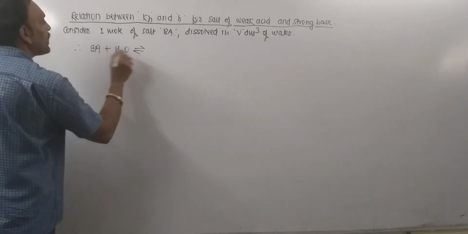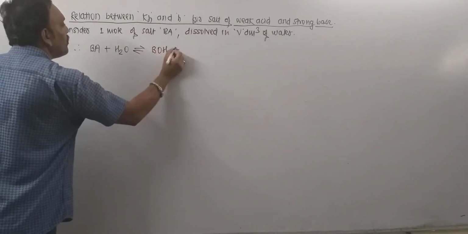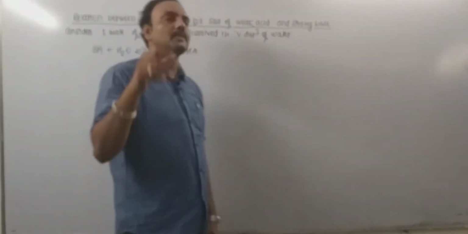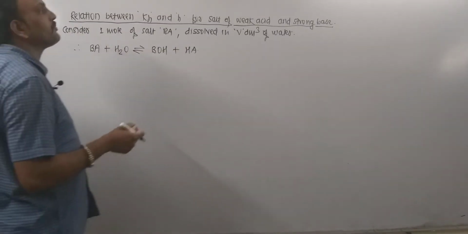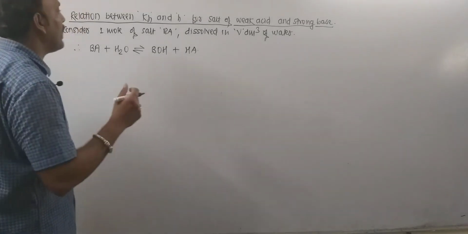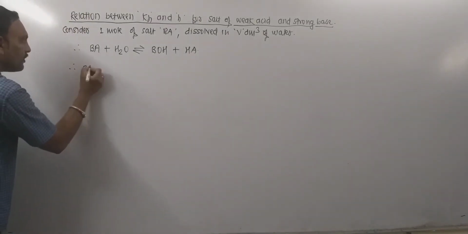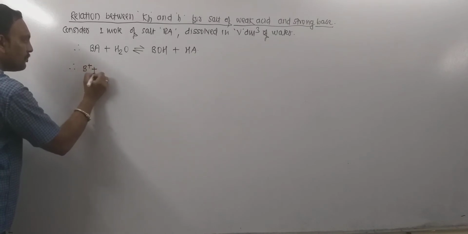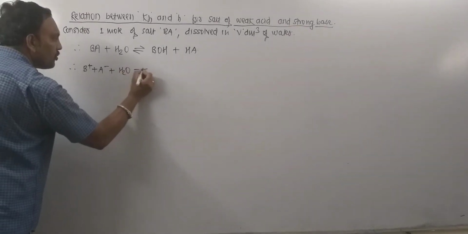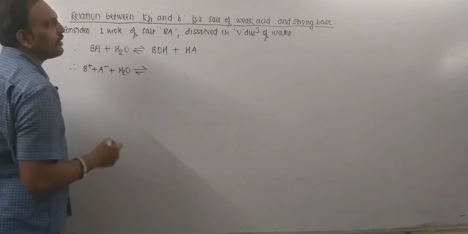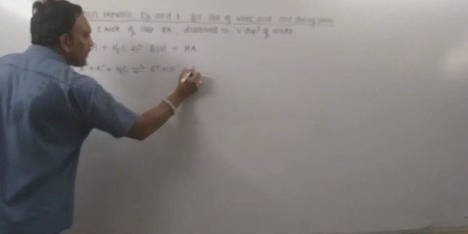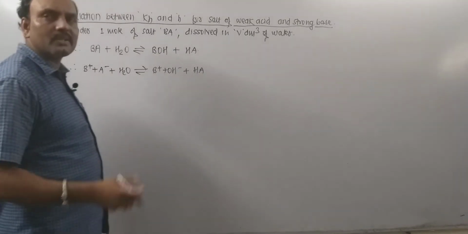When dissolved in V liter of water, it is expected to give BOH and HA, that is the base and acid from which that salt is formed. We know very well that our acid in this case is weaker and the base is stronger. Thus the ionic reaction is B+ plus A-, as the salt is always a strong electrolyte, plus H2O, which is a weak electrolyte. Our base is stronger, so it ionizes into B+ plus OH-, and the acid is weaker, so it remains the same.